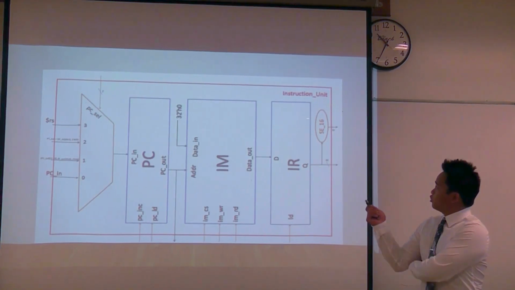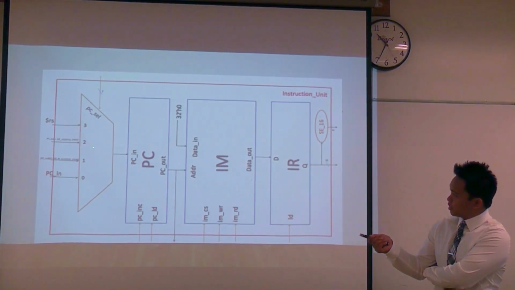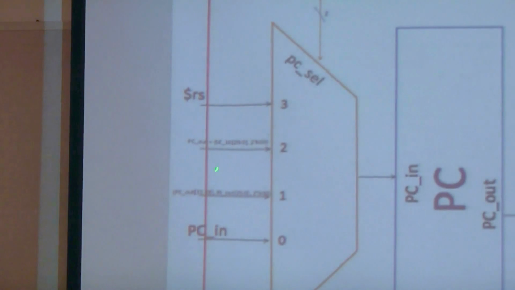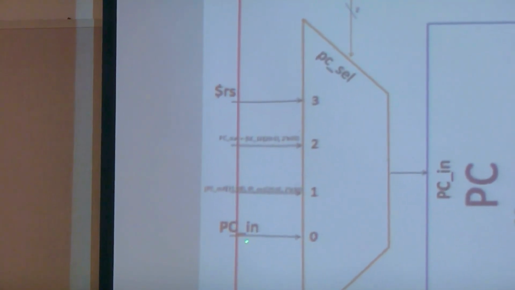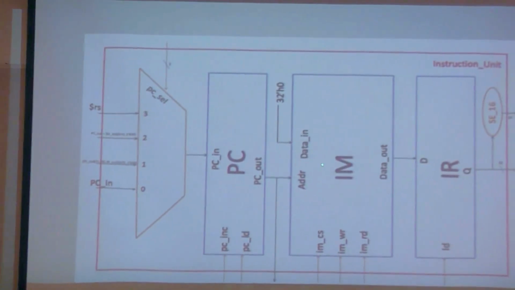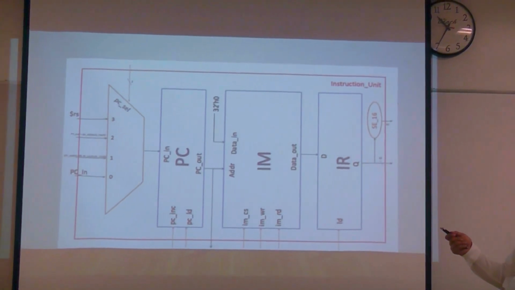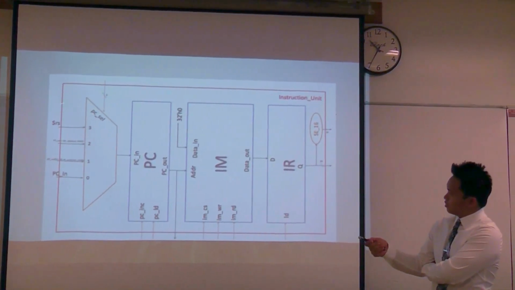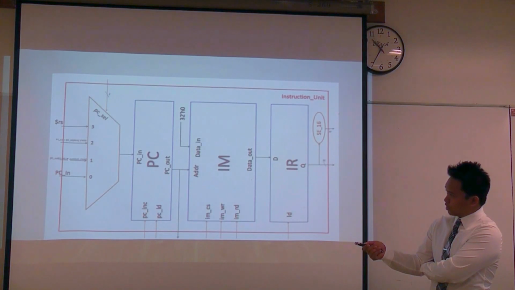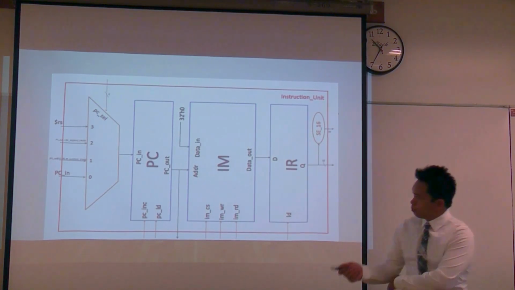So in the instruction unit, we have a MUX that allows us to choose between RS, which allows us to jump registers. We have a signal for jumping, and then branching, and then just loading the PC. This was a big enhancement that allowed us to complete branching instructions and jumping instructions.